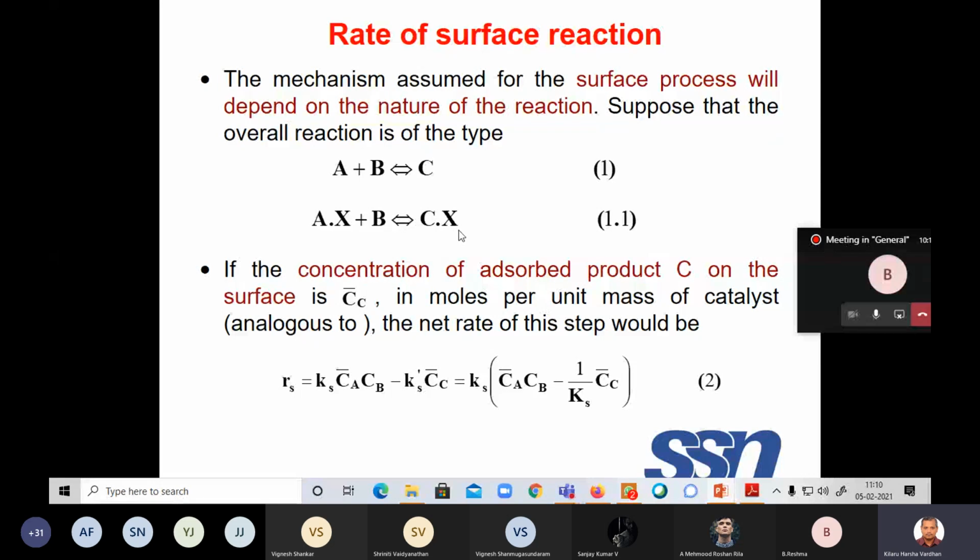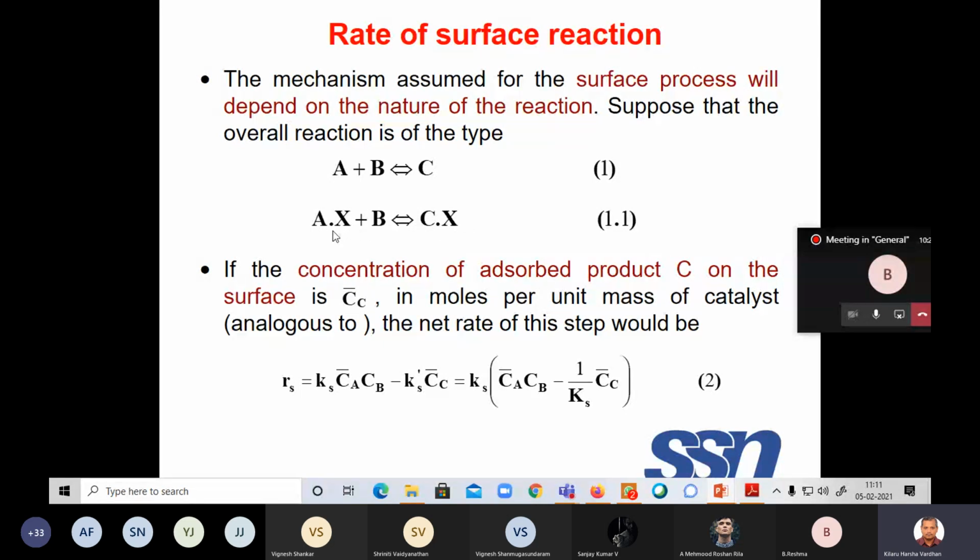Anything can come, anything can go. Based on that, your expressions will change. Whatever the equation, based on that, your final form will change. If this is the equation, we know how to write it. We know how to write this particular thing, right?